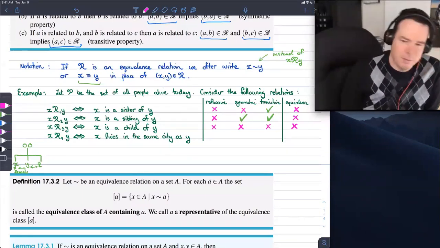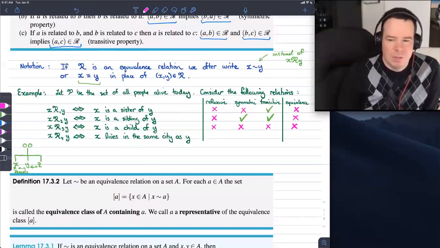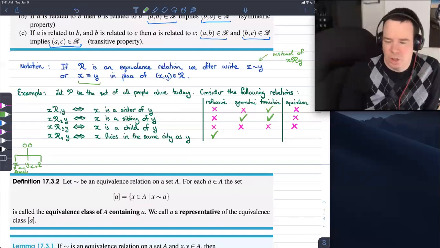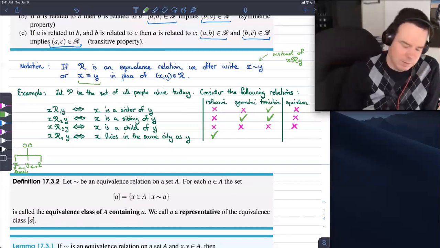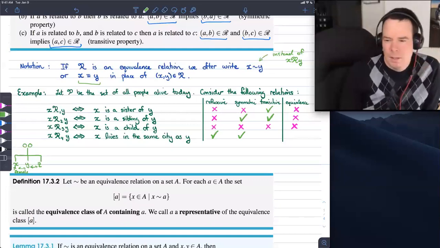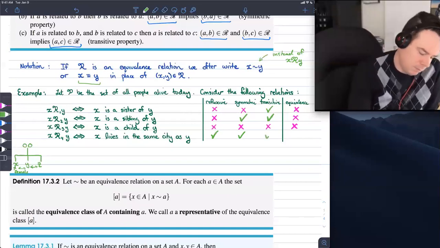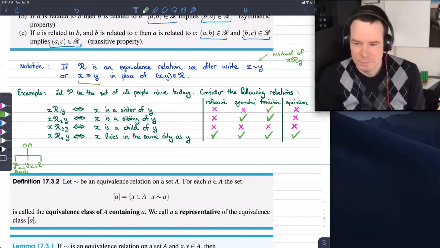Is it reflexive? Well, yeah, I live in the same city as myself. So that's a check mark, reflexive. If X lives in the same city as Y, does Y live in the same city as X? Yeah, it's symmetric. If X lives in the same city as Y and Y lives in the same city as Z, does X live in the same city as Z? Yeah, all three would live in the same city. So this would be an equivalence relation.